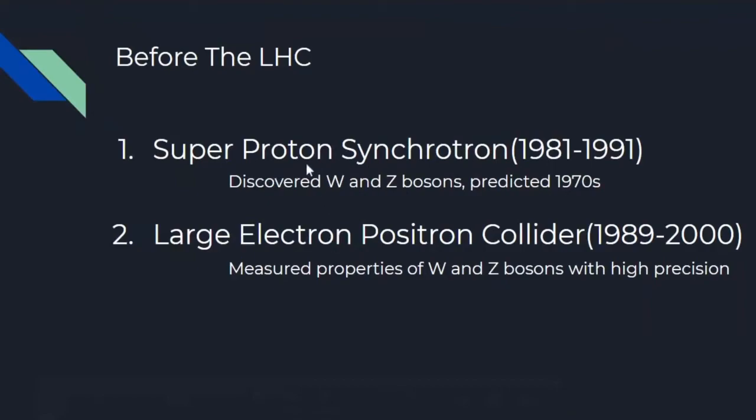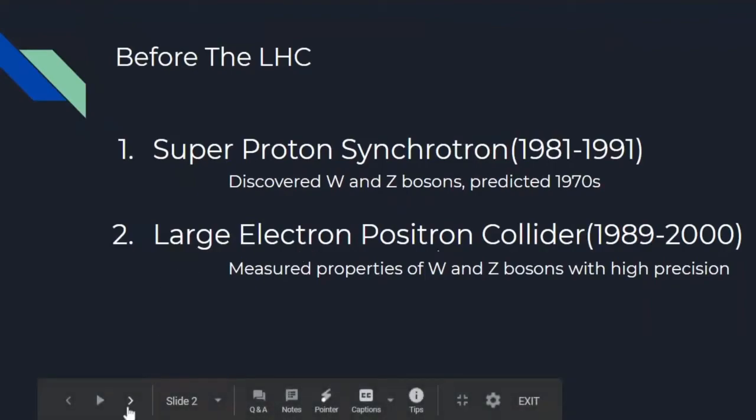The SPS was used to discover the W and Z bosons, which were predicted earlier in the 1970s. The Large Electron Positron Collider was used to measure the properties of W and Z bosons with high precision. This is because, as Ashwin told, protons are a messy bundle of two up quarks and a down quark, so they don't exactly collide in very precise ways. But the electron and positron are already elementary in nature, so their collisions are much more precise.